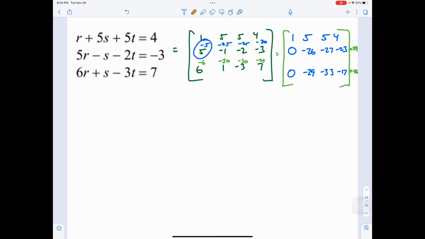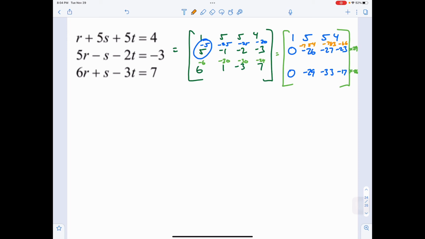I have a calculator on my side. So I'm going to see 26 times 29 is going to be a huge number. It's negative 754, and 27 times 29 is negative 783, and 23 times 29 is negative 667. That's fine. Those are big numbers. I'm using a calculator. Let's work on our third row now.